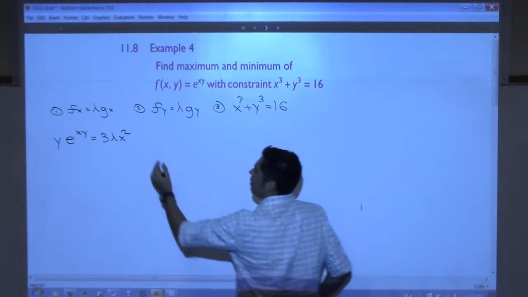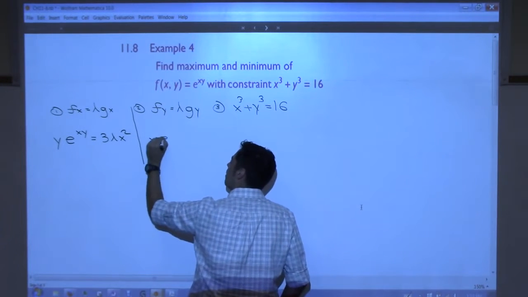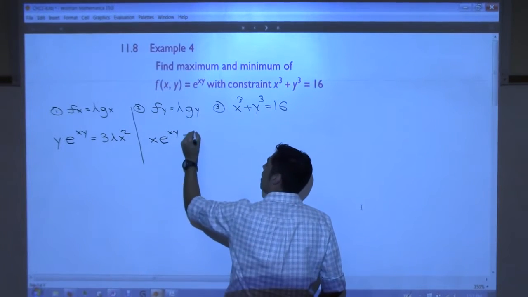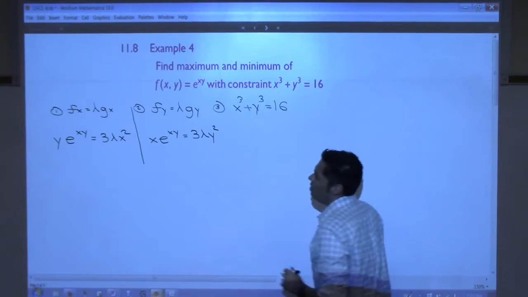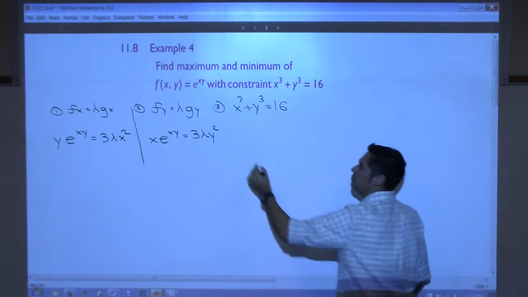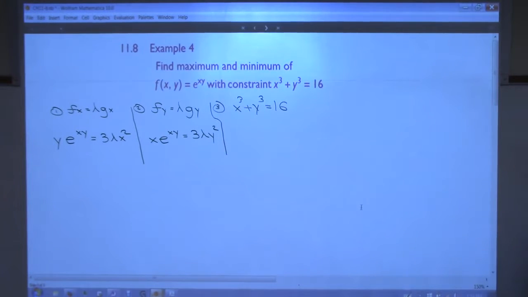All right, the next equation is partial f with respect to y, which is x e to the xy. And then partial g with respect to y is very similar to what we just had, except 3 lambda y squared instead of x squared. And then our third equation is there. All right. What do you want to do? Find an x, y, and a lambda that make all 3 true at the same time.